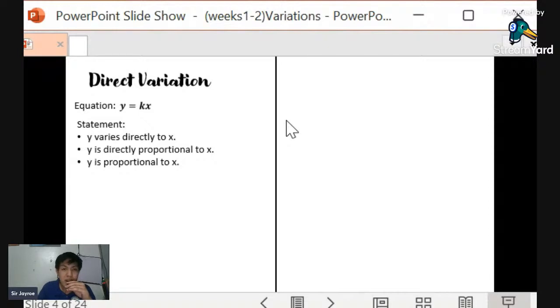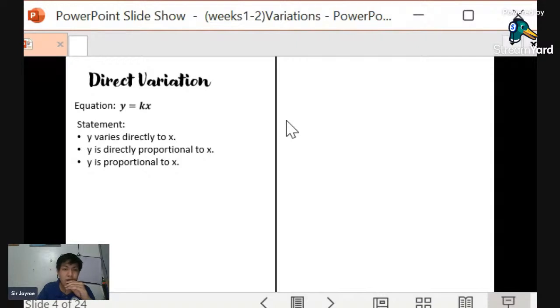Malinaw? So in variation, hindi pwedeng mawala yung k. Lagi yung nandyan, laging kasama sa equation yung k. Pwede mawala yung y, pwede mawala yung x, kasi pwede naman tayong gumamit ng ibang letter like A, B, C, pero yung k, lagi yan nandyan. Kasi yung constant ay hindi pwedeng mawala.